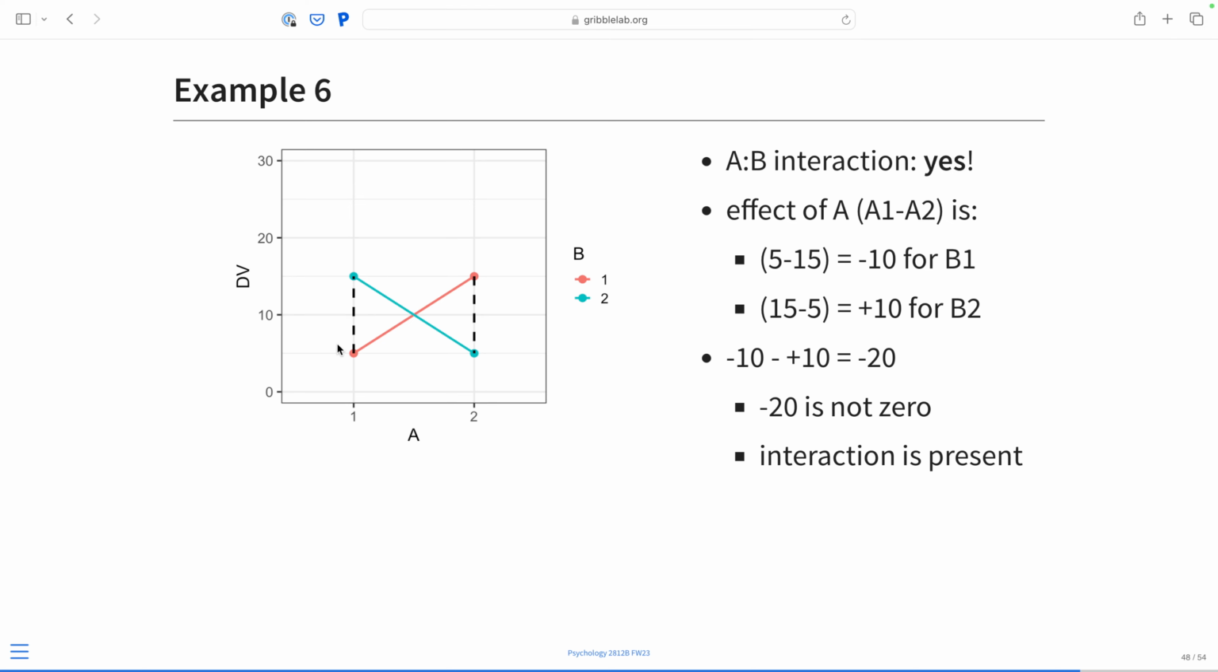In A1, B1 minus B2 is negative, but B1 minus B2 is positive in A2. So we have an opposite effect of B depending on the level of A. Or you could say it the other way around. The effect of A going from A1 to A2 is different depending on the level of B. If you're in B1, the orange line, going from A1 to A2 increases the dependent variable, whereas if you're in B2, going from A1 to A2 decreases the dependent variable. So again, a textbook definition of an interaction effect.